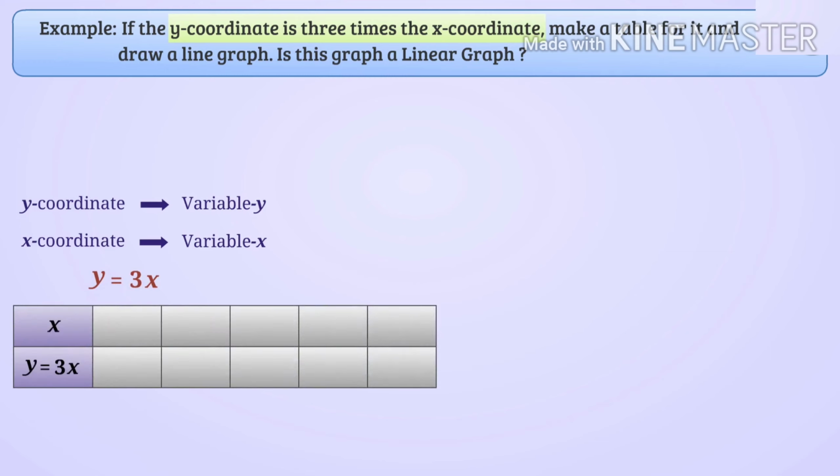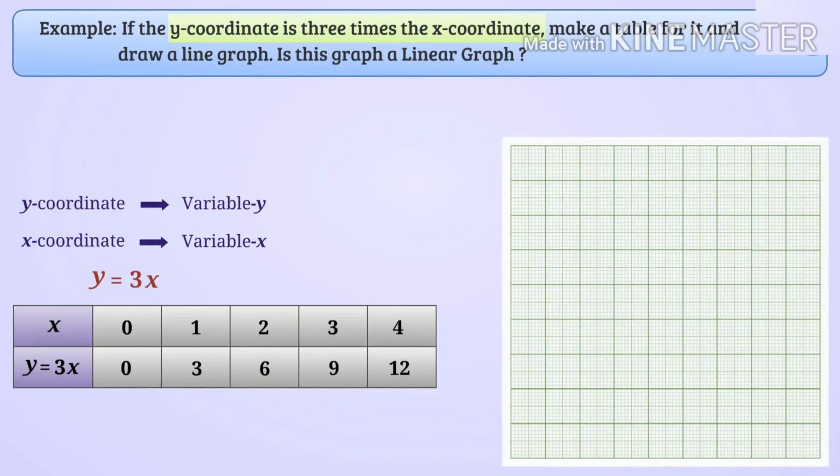Now we will make our data ourselves. If x is 0, then y will be 3 multiplied by 0, which is 0. If x is 1, then y will be 3 multiplied by 1, which is equal to 3. If x is 2, then y will be 3 multiplied by 2, which is equal to 6, and so on. After making all the data, we need to make the graph now.